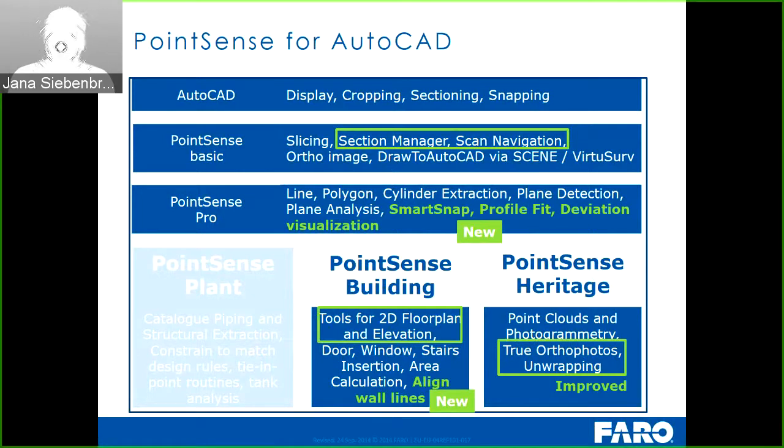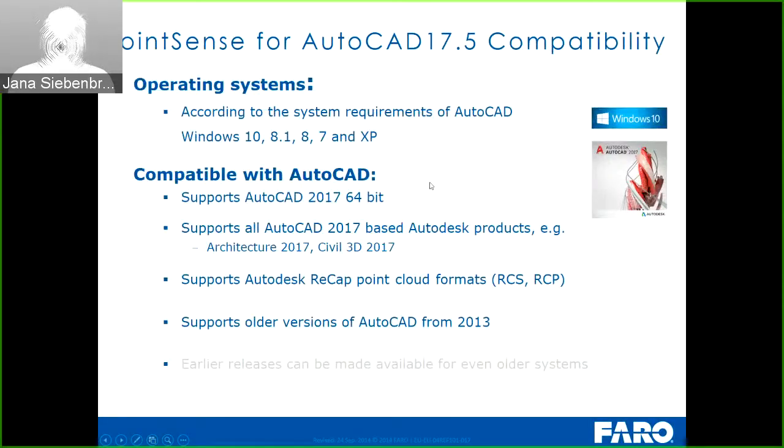And some of you might also be interested in which AutoCAD versions the new version of PointSense is compatible with. So we have here a list of the supported operating systems and AutoCAD versions. We always support the latest AutoCAD version, which is now 2017, and also the verticals of this AutoCAD version. And the new version of PointSense also supports older versions of AutoCAD, starting with version 2013. It does not support AutoCAD LT because we are relying on the native point cloud engine of AutoCAD, and LT does not have such an engine.